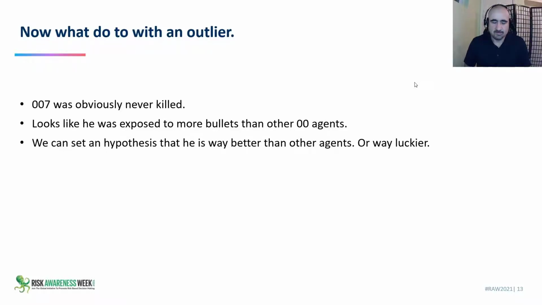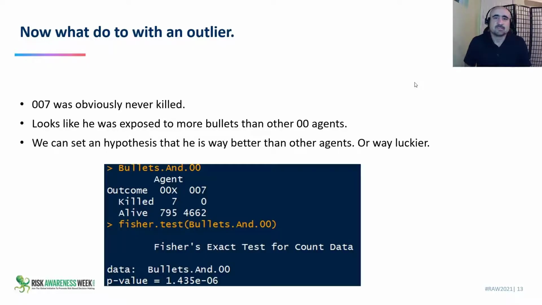So in R, I just run a quick Fisher exact test, it's non-parametric, just to take a quick look at, well, is James Bond really immortal, or is he really that hard to kill with bullets? And here, when you take a look at the p-value, it's very, very, very, very low. So it looks like there's a fair chance that James Bond is tougher than the other 00s. So just something to keep in mind. Maybe bullets won't be the best option.